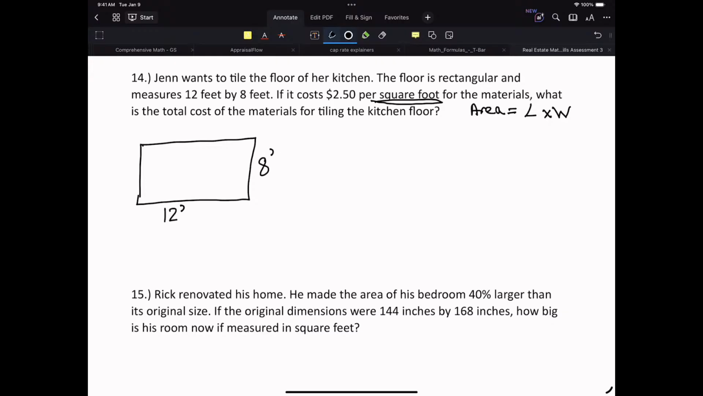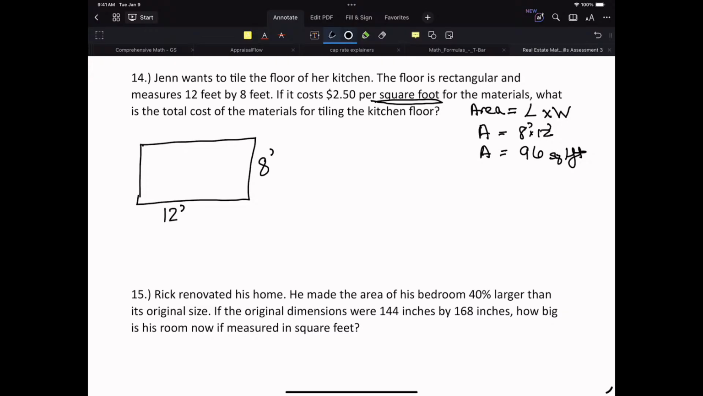If area is length times width, then we know the area is equal to 8 times 12. Wait, why did I know? Okay, I put that in the calculator. That's how I know I'm tired. That's 96 square feet. I sometimes say feet squared, but it should be square feet, because that's not the same thing.